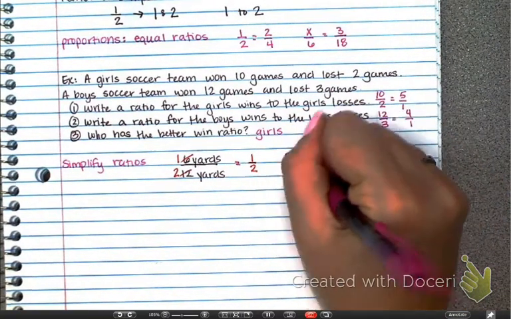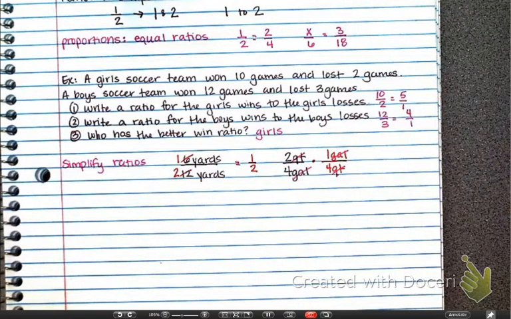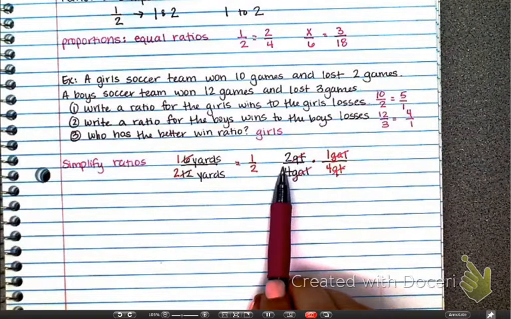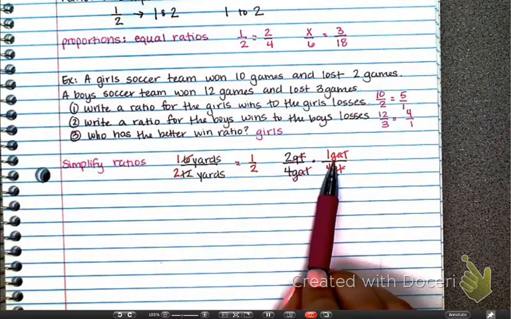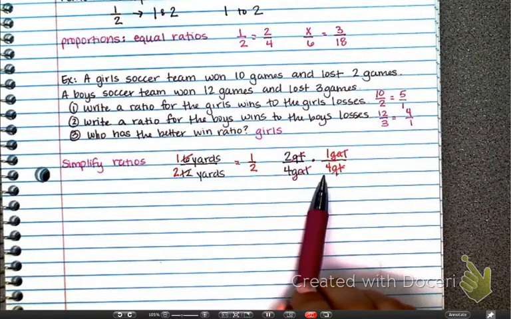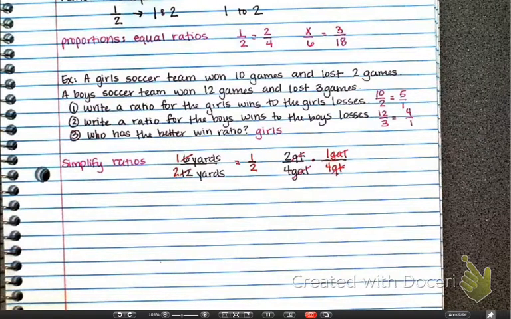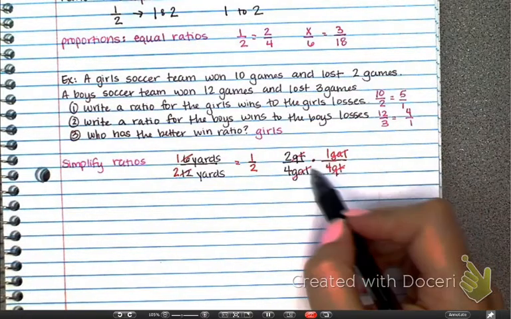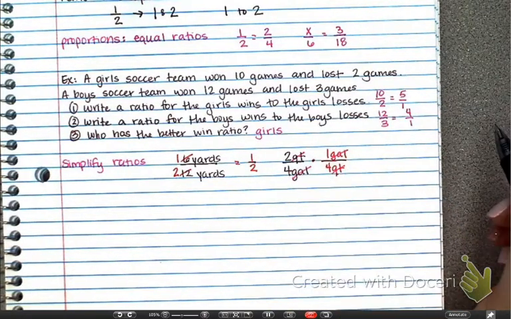My gallons are going to cancel. And now I have 2 times 1 and 4 times 4. Is there anything else I can do before I multiply straight across? Anyone know? Cross cancel. You can cancel up and down, and you can cancel diagonally.